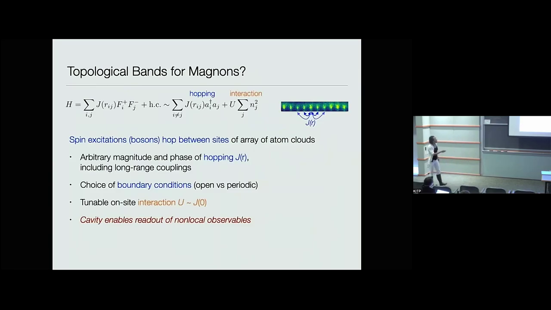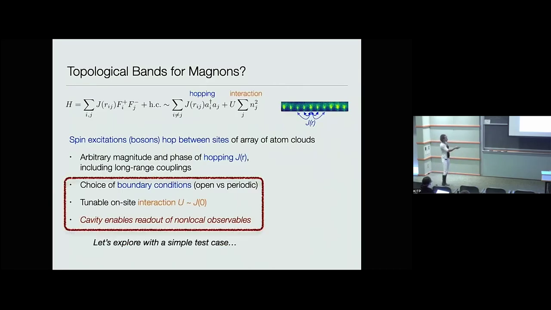And so the cavity gives a way to program in what the hopping is. It also lets me control, do I have open or periodic boundary conditions? And I'll have a knob also for tuning this on-site interaction. And what we'd like to see is, can we also benefit from reading out non-local observables?